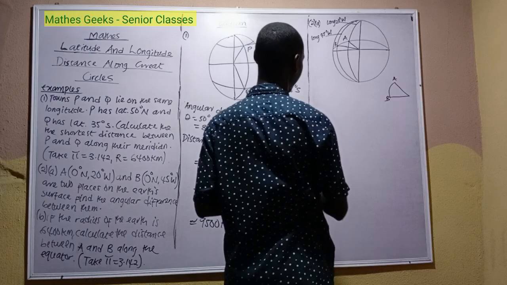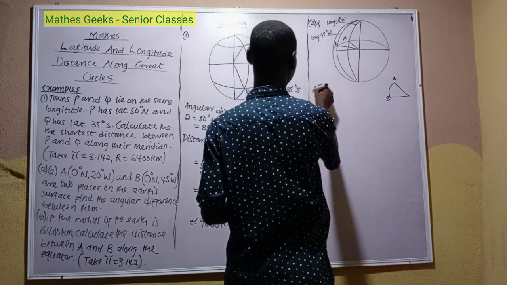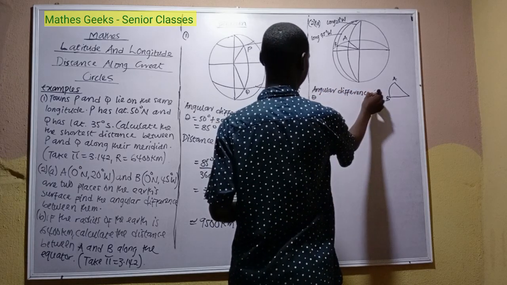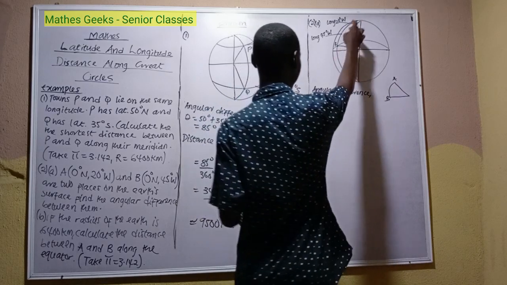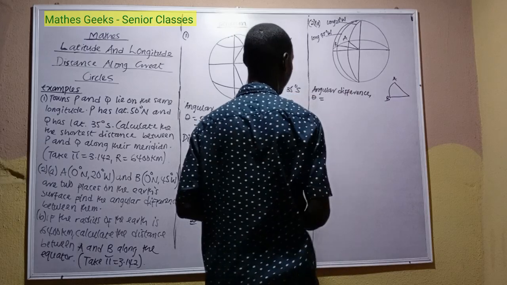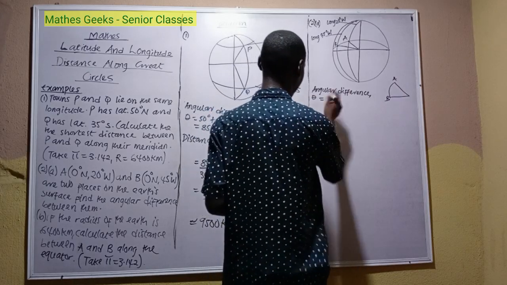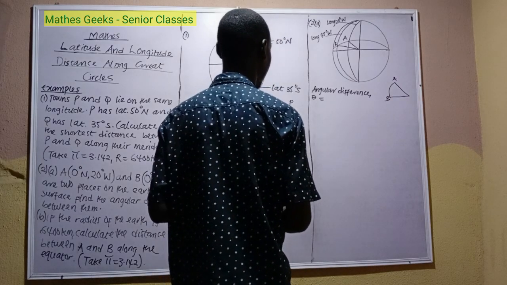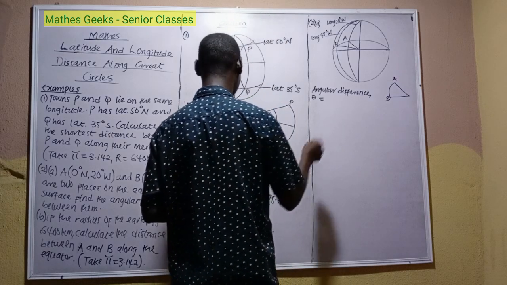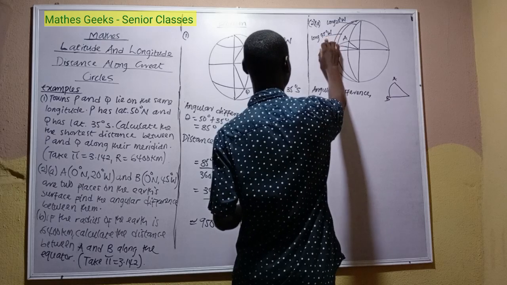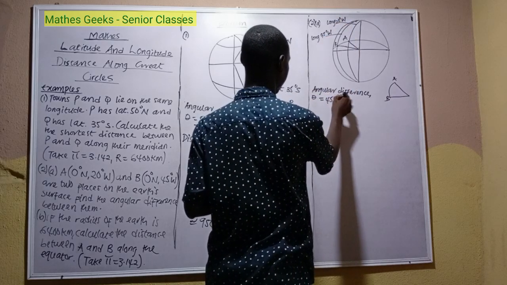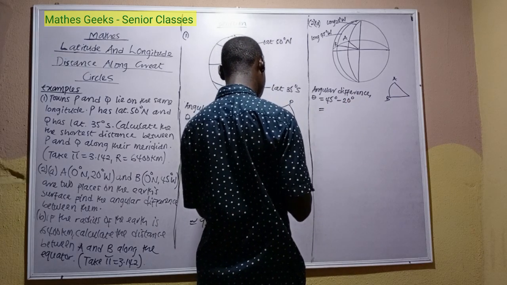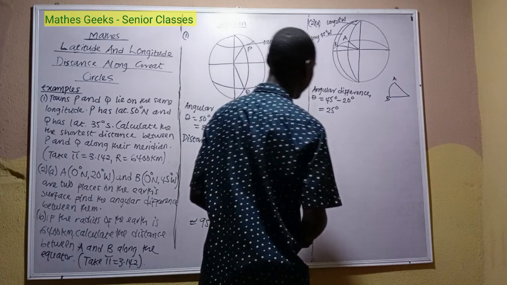Since both of them are on the northern hemisphere, the angular difference theta is equal to: when both points are on the same hemisphere of the globe, to get the angular difference you subtract the smaller longitude from the larger longitude. Here, longitude 45 degrees west is larger than longitude 20 degrees west, so 45 degrees minus 20 degrees gives us 25 degrees. So the angular difference in this case is 25 degrees.